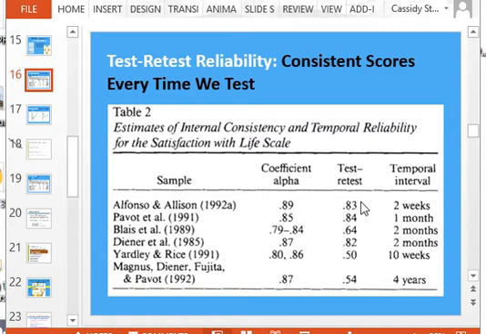We can be confident that if we give the test to a person once, we're probably going to get similar results when we give them the test a second time, or a third, or a fourth.